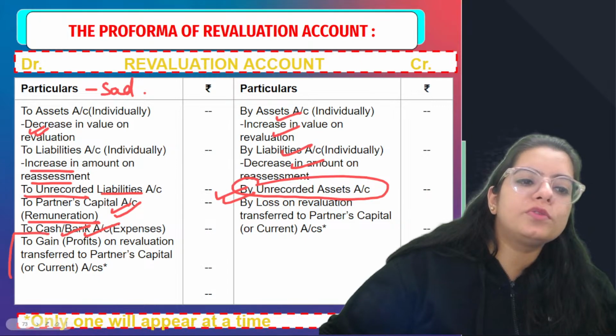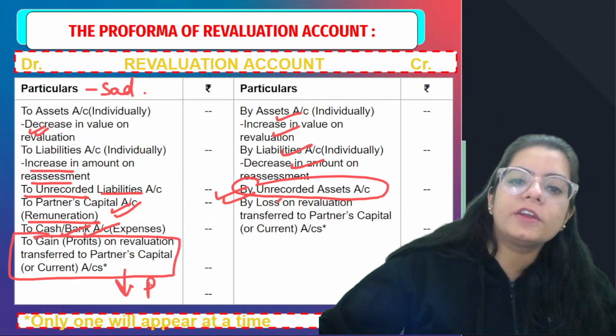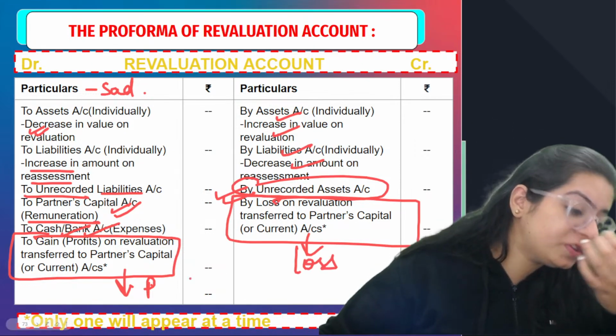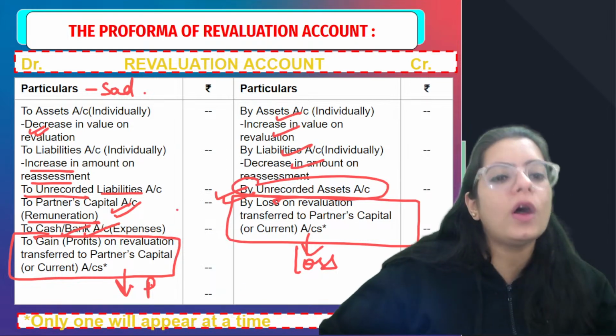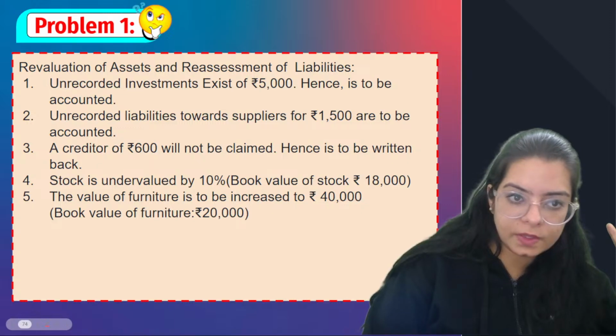And in the end, you are going to take the balancing figure. If you get it on the debit side, it's your profit. If you're getting it on the credit side, it's your loss. Whatever it is, it will be distributed among old partners. That means all partners, in the old ratio.